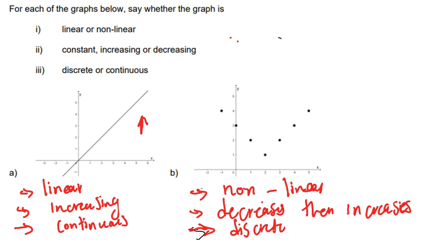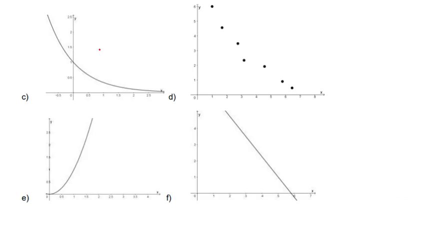Okay, let's move to this one. Is our graph linear or non-linear? Obviously it's non-linear for C. Why? It's not straight, it bends, it changes direction. Is it increasing, decreasing, or constant? As you move from left to right, it keeps on going down, so it is decreasing.